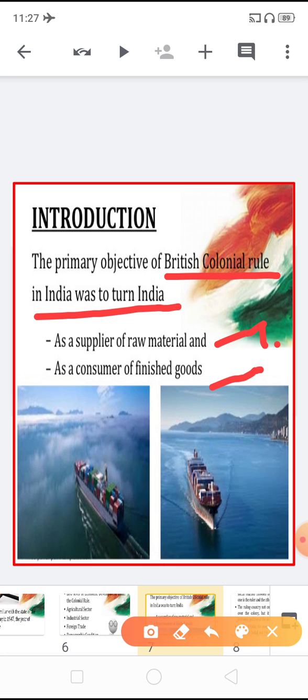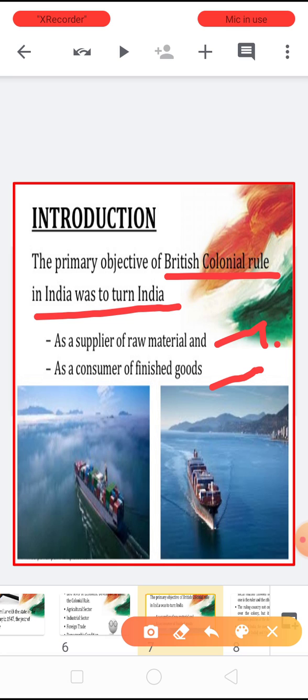This is the basic purpose of the British rule: they wanted to exploit the Indian natural as well as human resources, and they obviously wanted to use the Indian economy as a feeder economy for the development of the British economy.